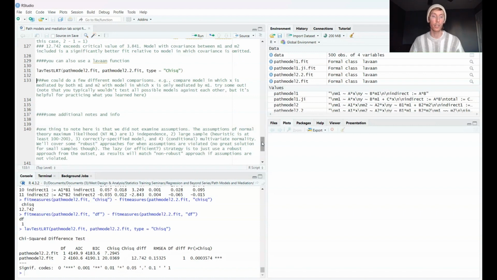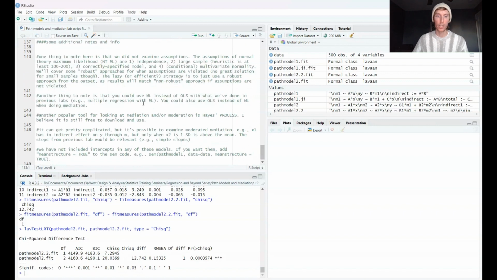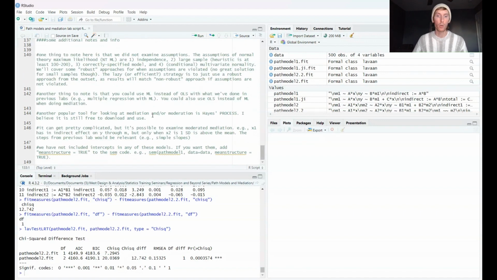So in this case, you could actually do that. You could try out a serial mediation model and test it, for example, against the models that we just did here, the parallel mediation model. But this was a basic introduction. I have some additional notes down here, like the assumptions of maximum likelihood that we used in this case. A note, as I mentioned before, we use maximum likelihood, but you could use ordinary least squares estimation if you were going to test mediation.